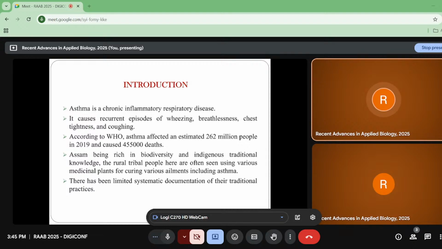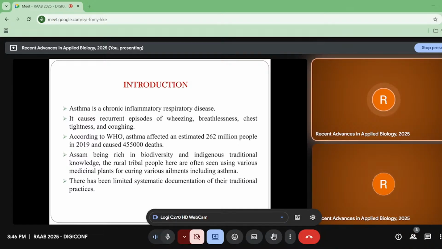As we know, Assam is rich in biodiversity and indigenous traditional knowledge, and the rural people here are often seen using various medicinal plants for curing different ailments, including asthma.